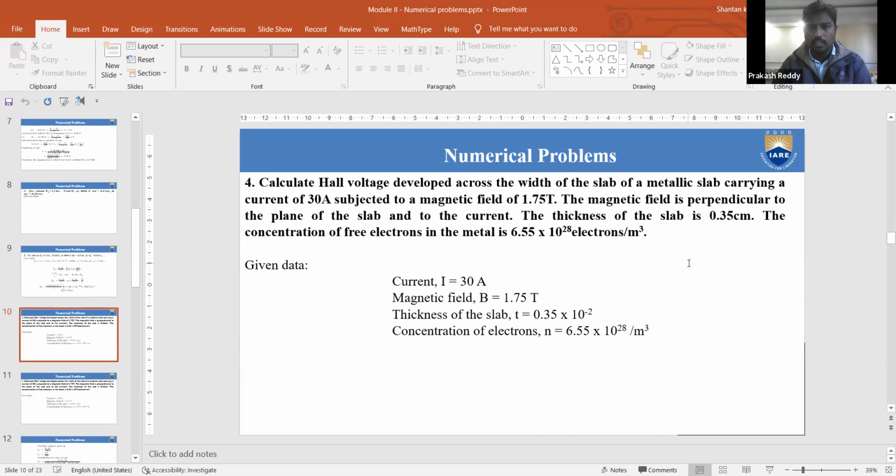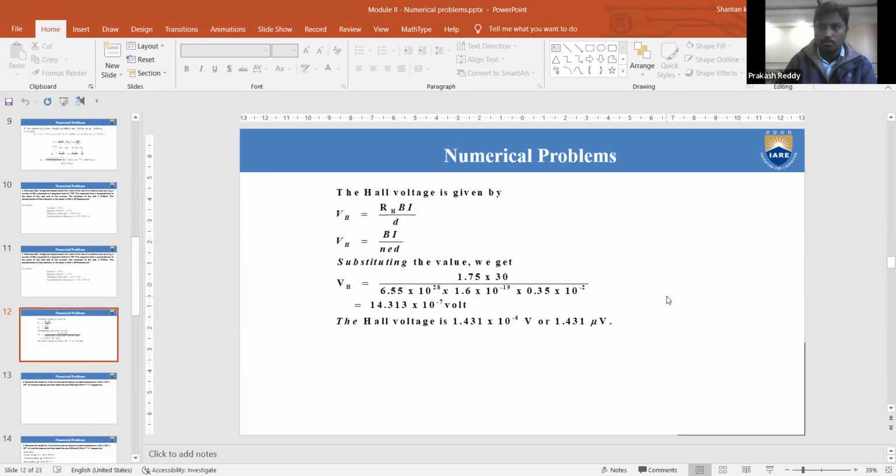And calculate the Hall voltage developed across the width of the slab. So use the formula RH into B into I divided by t. Now if you try to find out the Hall voltage developed across the material, RH is not given directly in the problem. Use the formula RH equals 1 by n into e, because n is given.